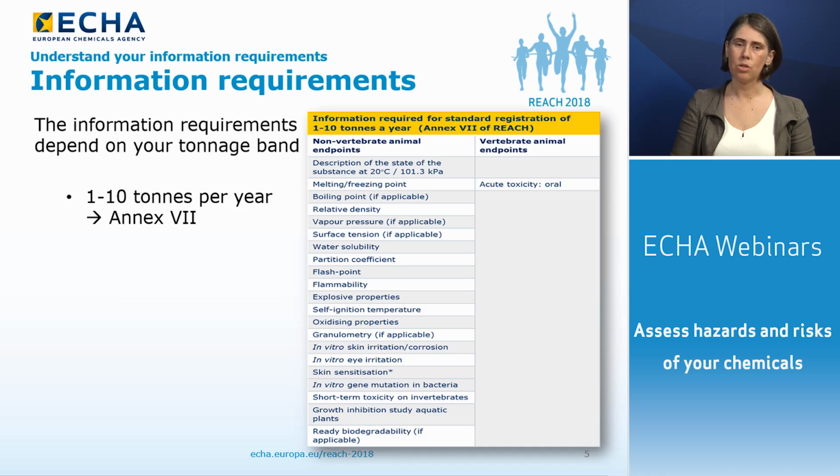For a standard registration in the 1 to 10 tons per year band, you need a set of physicochemical information and some toxicological and ecotoxicological information. The list of information requirements shown here is also available on our website. You can see that for a standard registration in the 1 to 10 tons per year band, you will normally need 1 test on vertebrate animals.